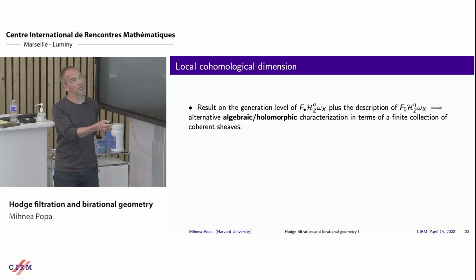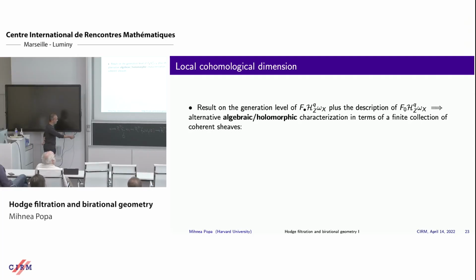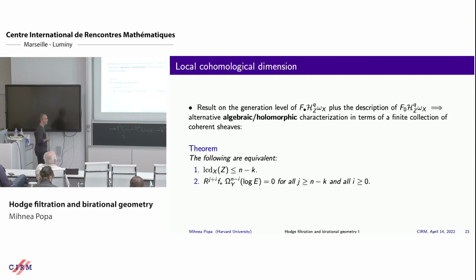I gave you a description of F0. In fact, it's right here. And I gave you also a theorem. I just stated a theorem about the generation level in terms of vanishing. So now we have this alternative kind of characterization in terms of a finite collection of coherent sheaves, right? That you check at the closed points of the subvariety, and it looks like this.